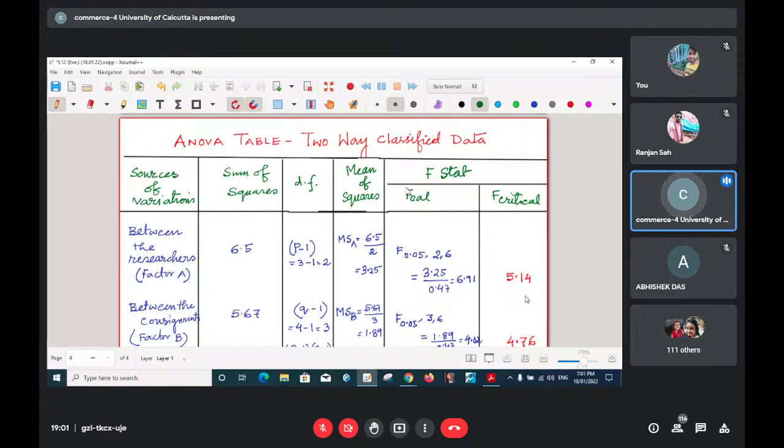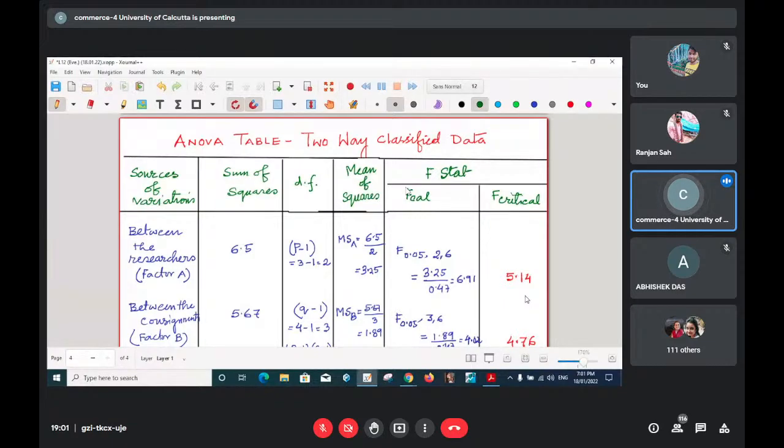So first of all, I am writing between the researchers. That means variations coming due to researchers. I have already calculated variations due to factor A, that is SSA. I have written 6.5. What will be the degrees of freedom?